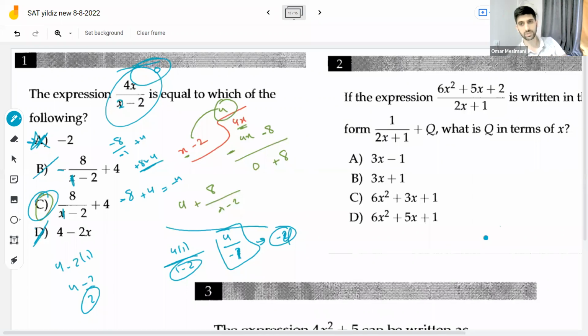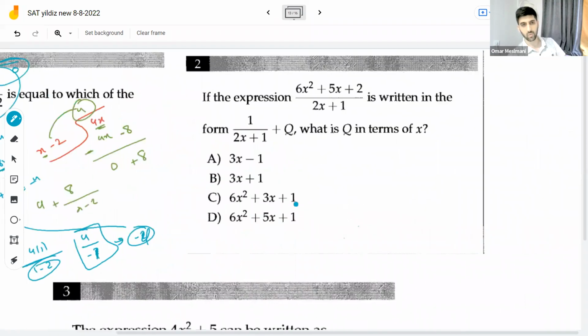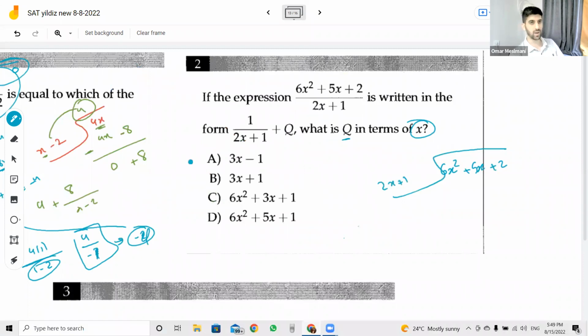Question 2: the expression here is written in the form 1 over 2x plus 1, plus q. What is the value of q in terms of x? This question is a different way, but it's exactly the same, except instead of saying divide using long division, it just asks this question. So you take 6x squared plus 5x plus 2, and you divide it using long division by 2x plus 1.